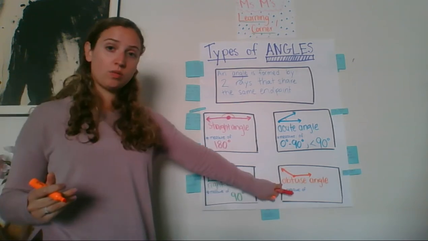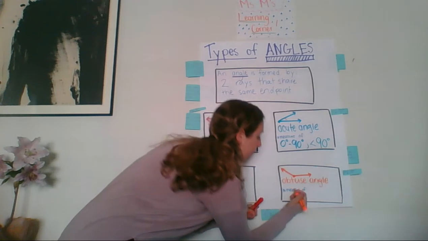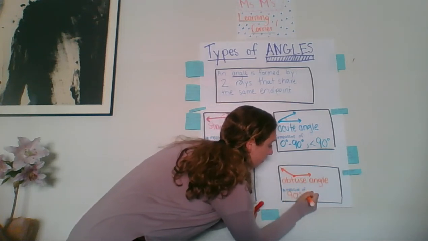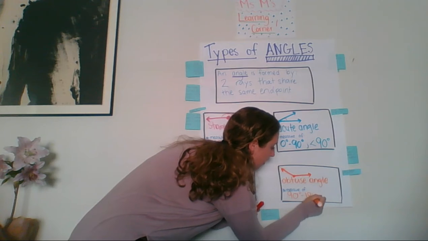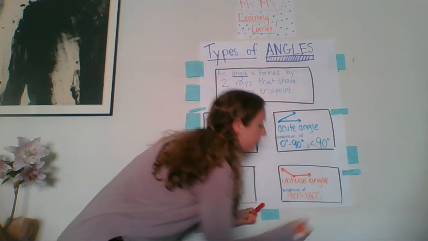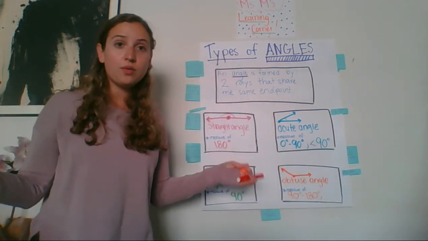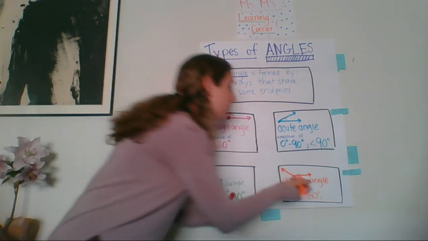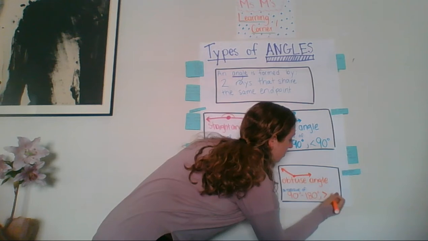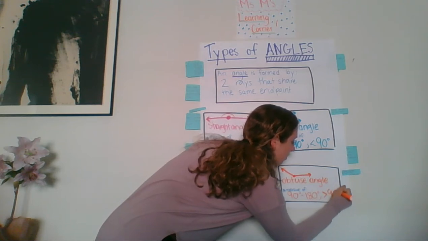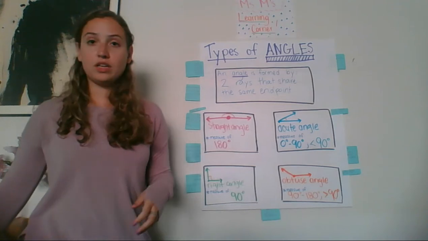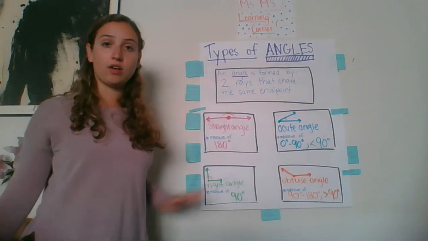So for this, we're going to write in between 90 degrees and 180 degrees, or we can just say greater than 90 degrees. All right? So these are different types of angles.